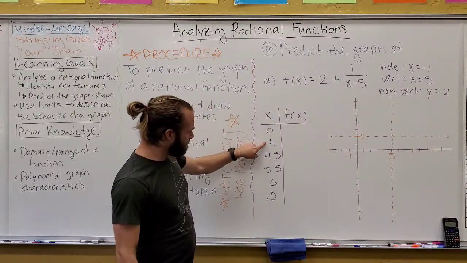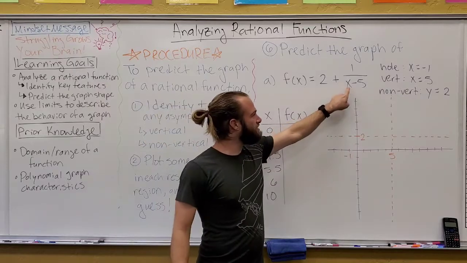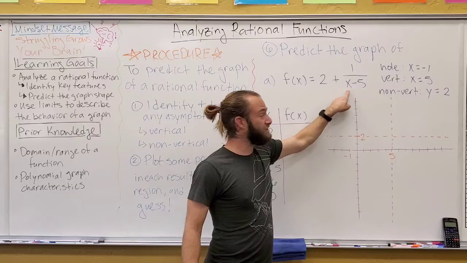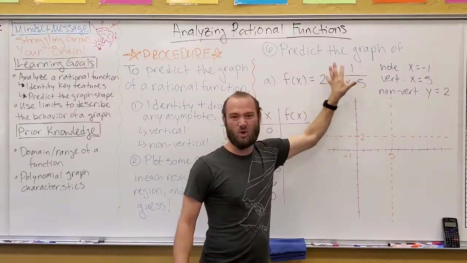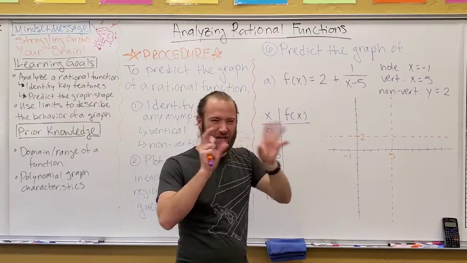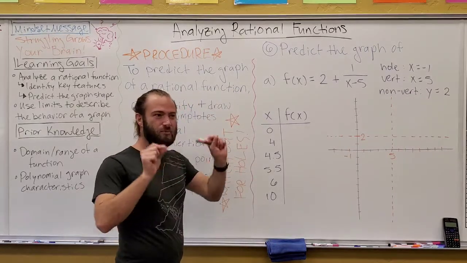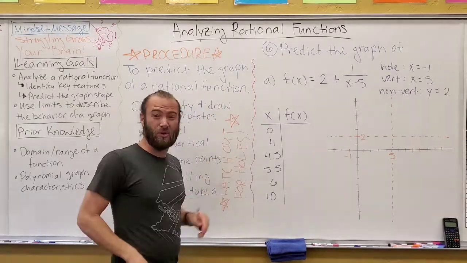I did choose 4 and 6 just because both 4 and 6 will divide nicely with 1 because they make this either 1 or -1, so it'll make this a whole number. So it's good to be strategic kind of with your choices, but in the end it doesn't really matter that much because as long as you get a few points you can be like, okay, I think I know what's going on with this graph.